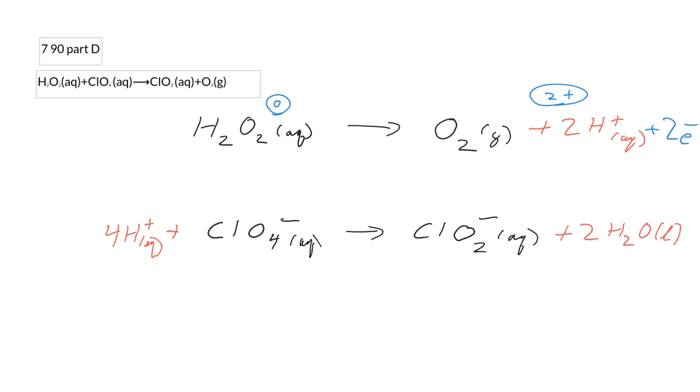Down here, I have a 4+ charge from my hydrogens, a -1 charge from my perchlorate. So I have a net charge of 3 positive on this side. On the other side, I have a charge of -1. So I need to bring positive 3 down to -1. So I am going to have to add 4 electrons.